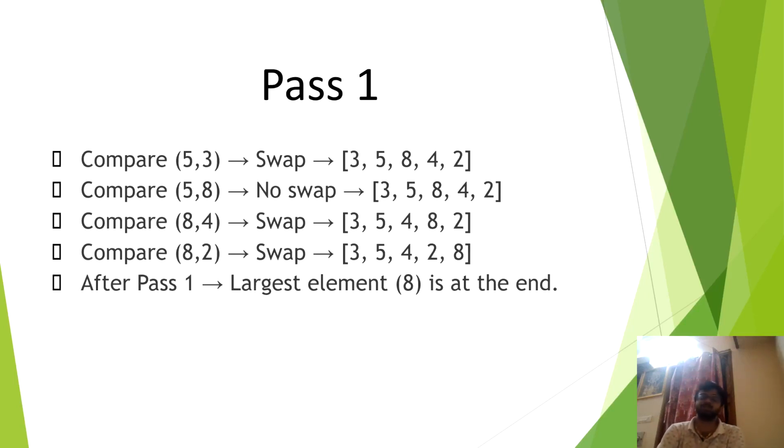As I said before, we are going to see pass 1 in this slide. They have taken an example and are going to do it step by step. First, we compare the first two elements. What is the bubble sort rule? We compare the first two elements. If the first element is greater than the second element, we swap. So here 5 is greater than 3, so we just swap here. After one swap, the elements are 3, 5, 8, 4, 2.